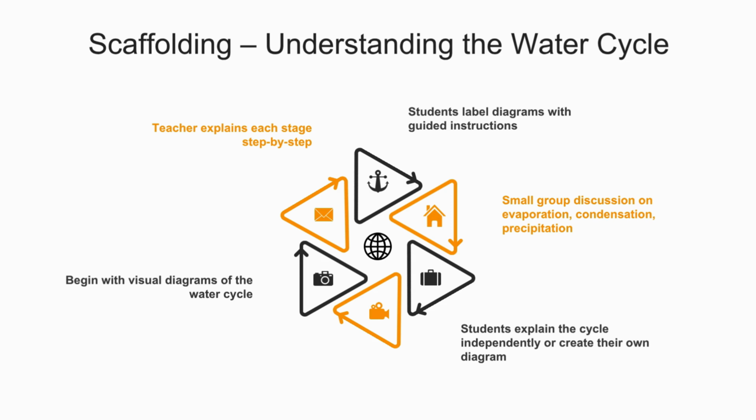A science example: begin with a visual diagram of the water cycle. Teacher explains each stage step by step. Students label the diagram, have a small group discussion, and then the individual students can explain independently or create their own diagram to demonstrate their understanding of the concept. So all these content-specific examples are just some of the ways that you could break down scaffolding for your individual lessons.